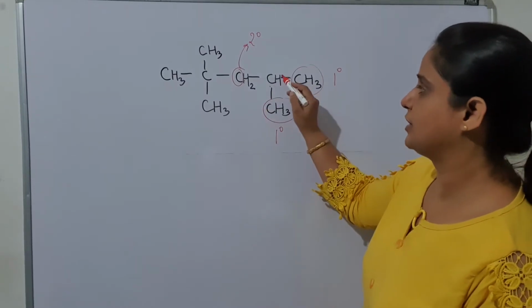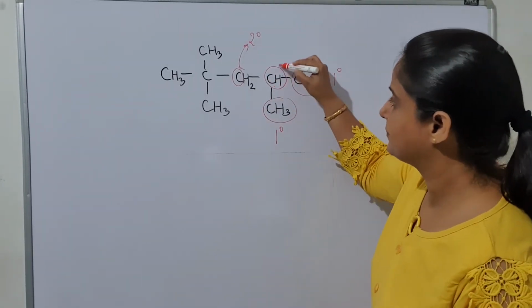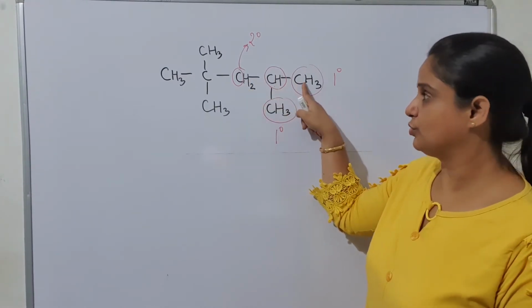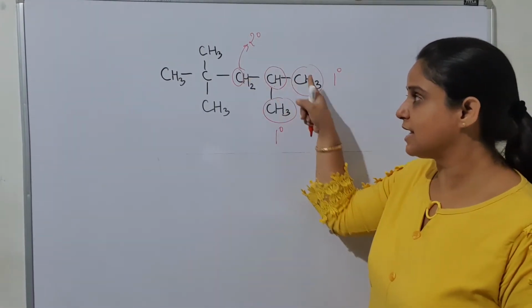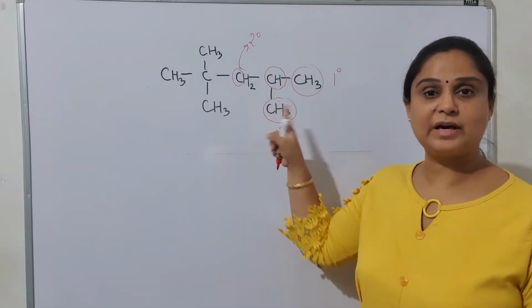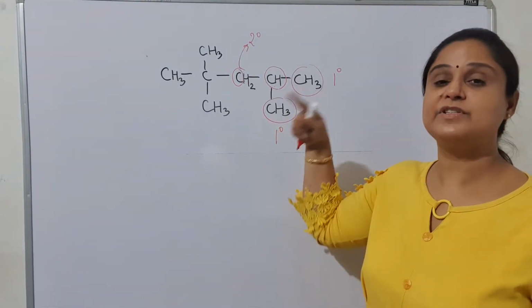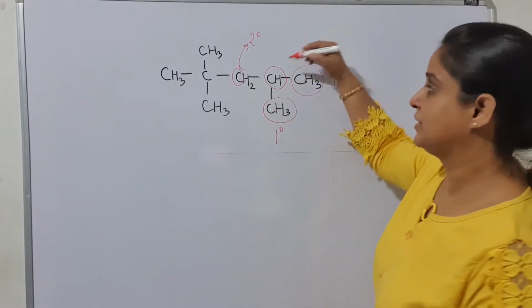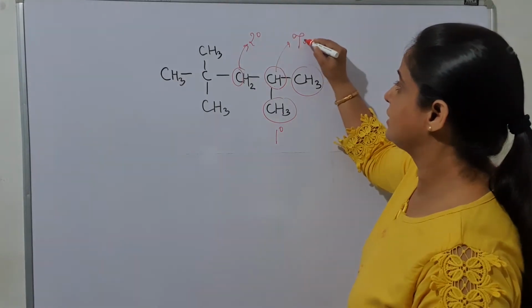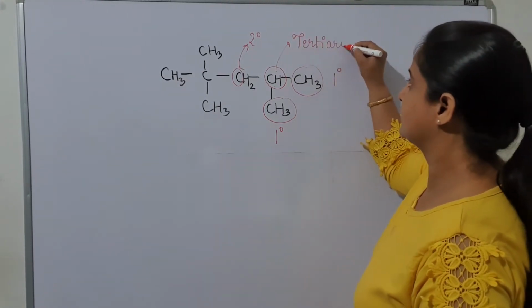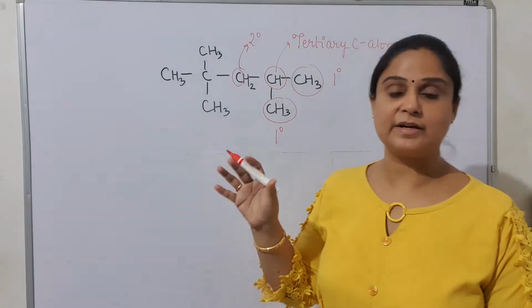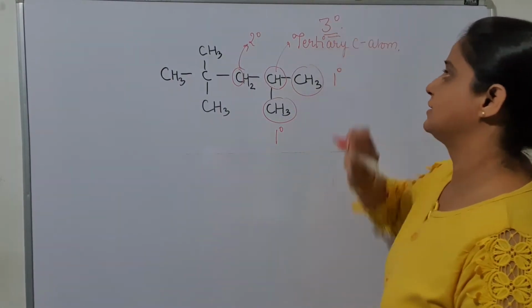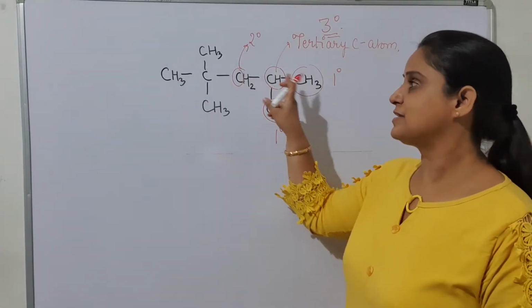This carbon atom you can concentrate on. Look at this carbon here. This carbon atom is connected with 1, 2 and 3. So in 3 directions it is connected with carbon, carbon and carbon. So this type of carbon which is connected with 3 different carbon atoms in 3 directions is called tertiary carbon atom. And tertiary carbon atom is also known as 3 degree carbon atom. Okay, so this carbon atom is tertiary carbon atom.